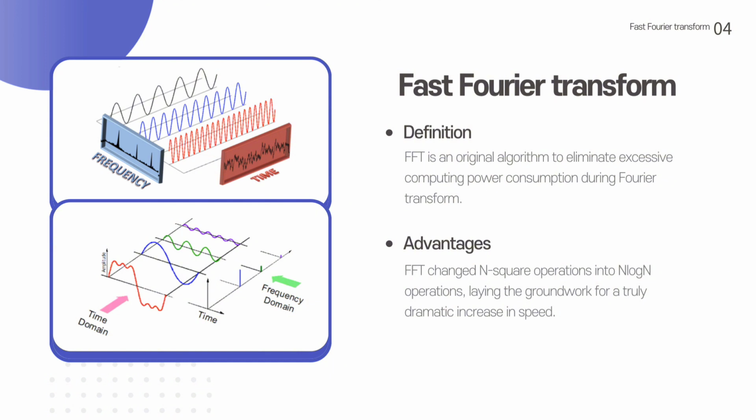If there are 2,048 analysis targets, 1,048,576 real number and complex number multiplication operations are required. FFT is a unique algorithm to eliminate excessive computing power consumption during Fourier transform. By improving the n-square operation to n log n operations, it laid the foundation for a truly dramatic speed improvement.